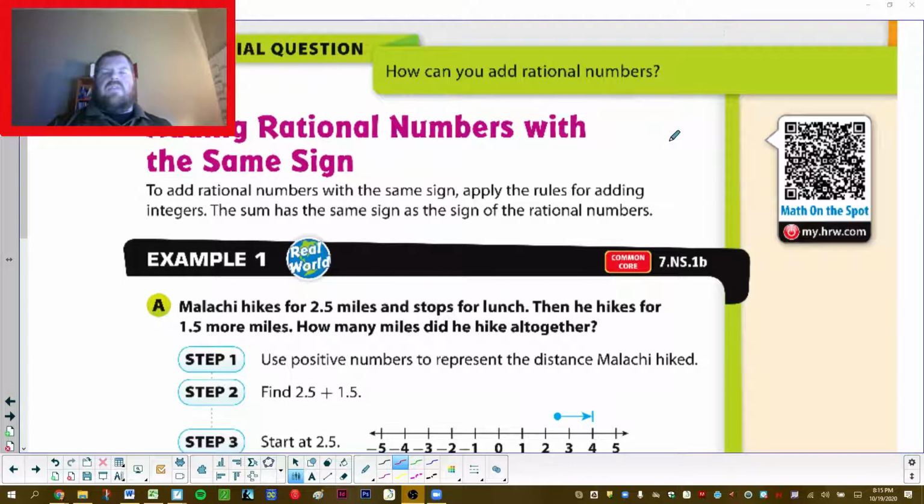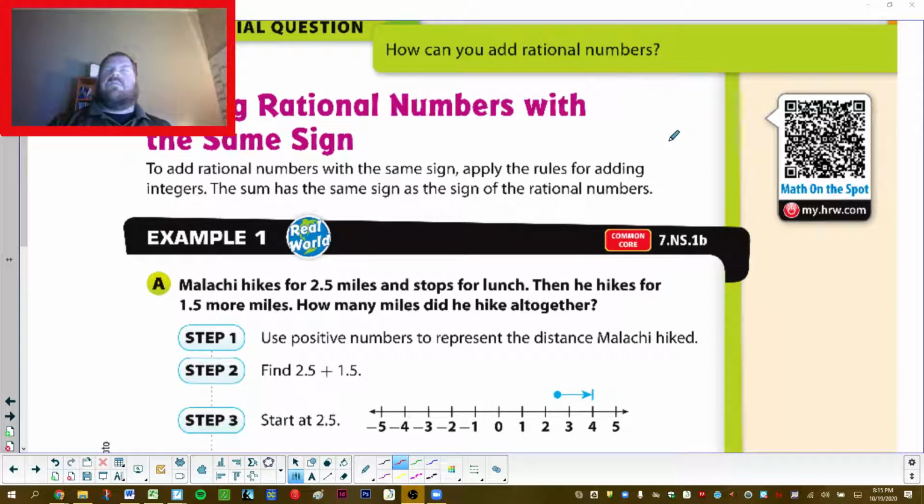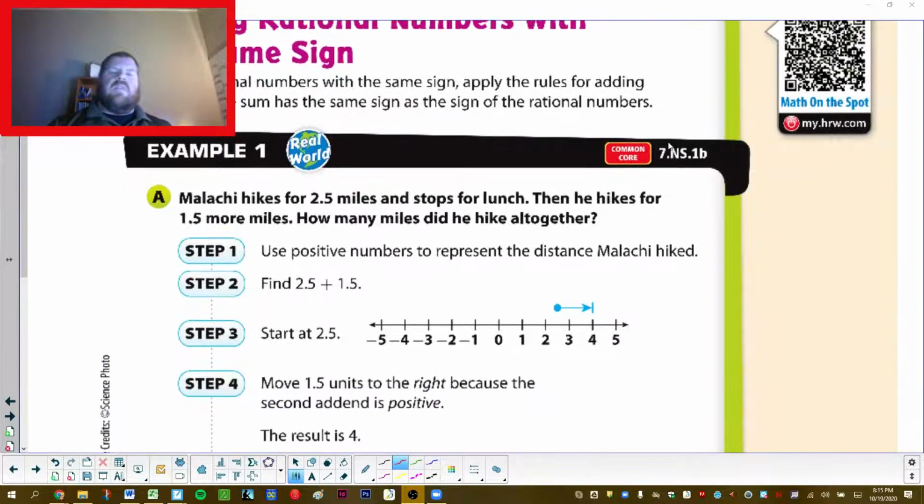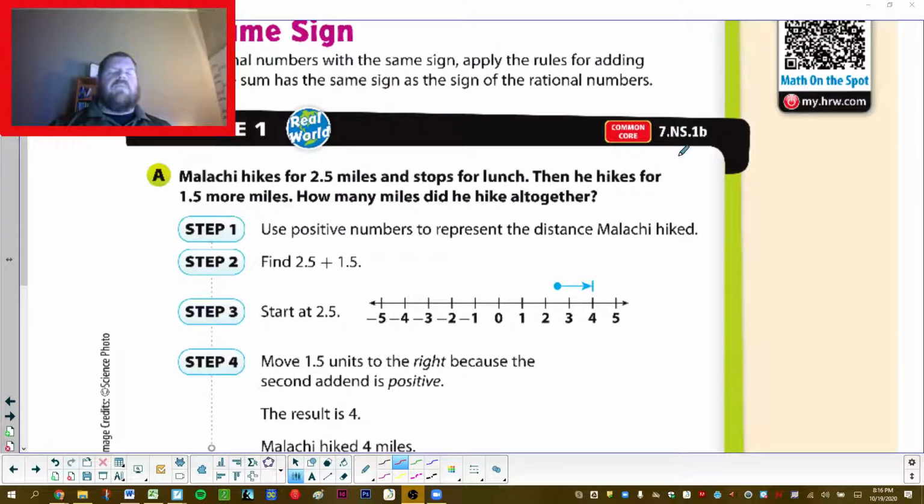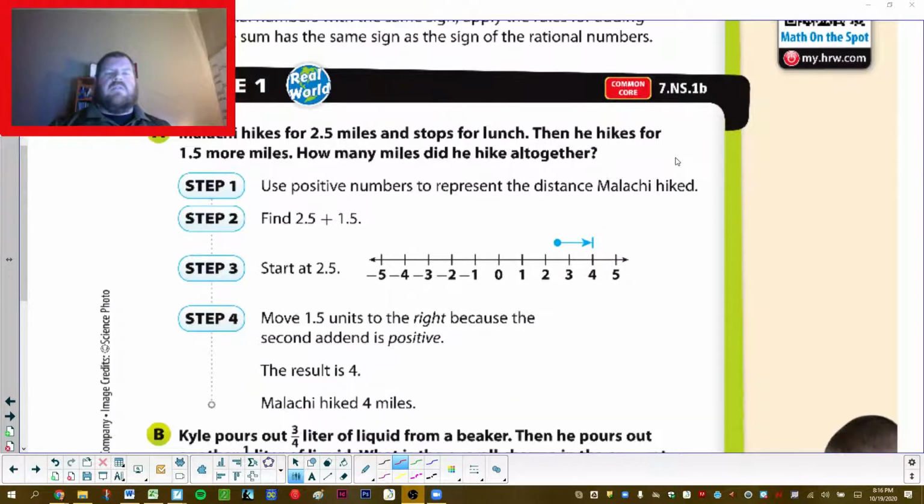For adding with the same sign, the same rules of addition apply. I want to add the two numbers and keep the sign. The tricky part comes when we start adding the numbers, and how we do that.